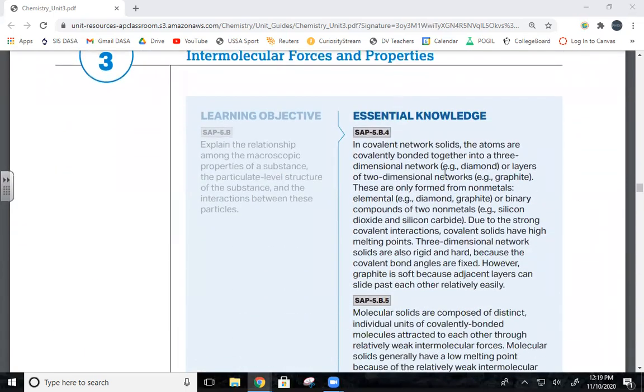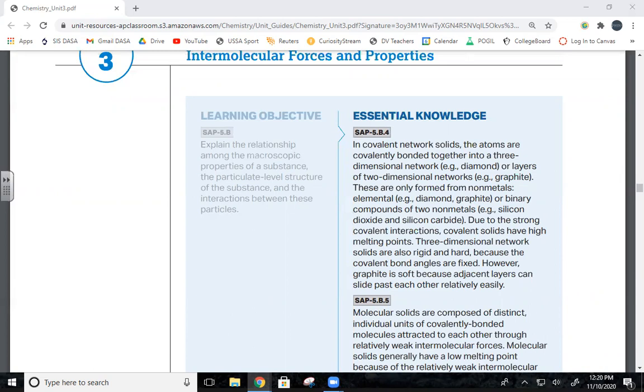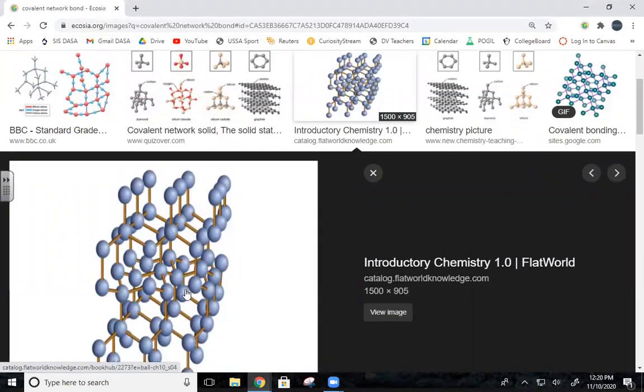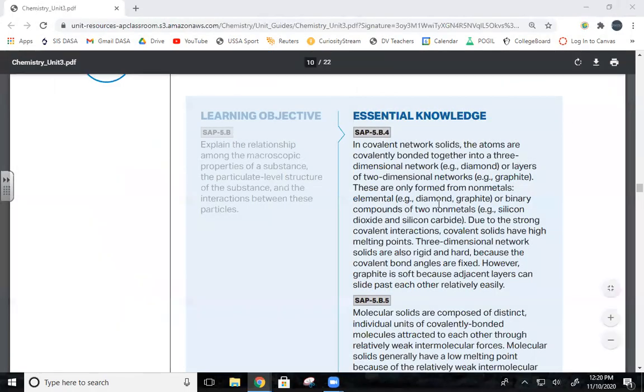In covalent network solids. So what is a covalent network solid? They're all connected with one another, like a diamond, where every atom is bonded. Yes. So a covalent network solid, remember, looks like this. Covalently bonded together into a three-dimensional network, ergo diamond, or layers of two-dimensional networks, ergo graphite, or graphene.